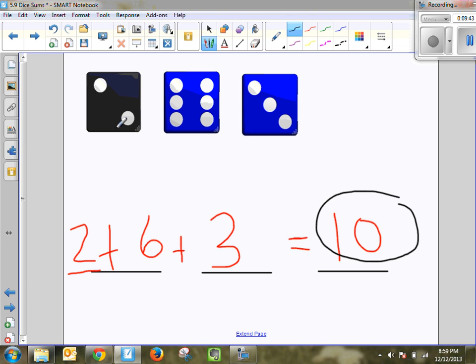With this, you can see there are 2 dots here, so that's where that number 2 came from. There are 1, 2, 3, 4, 5, 6. There's 6 dots on this die, so that's where the 6 came from. And there's 1, 2, 3, so that's where that number 3 came from.